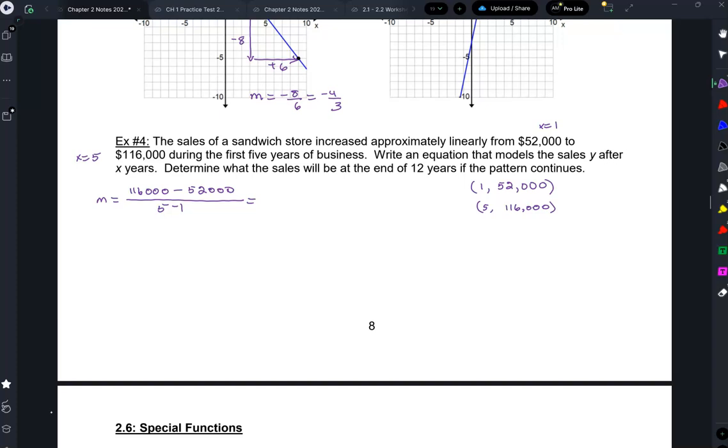So here we're going to plug into our calculators. 64,000. Well, you know what? We don't even need the calculators. This is going to be 64,000 over 4. And that's, how much did you say? 16,000.